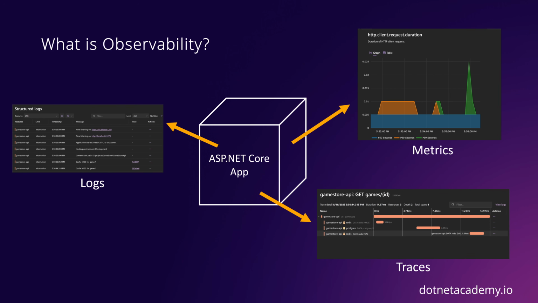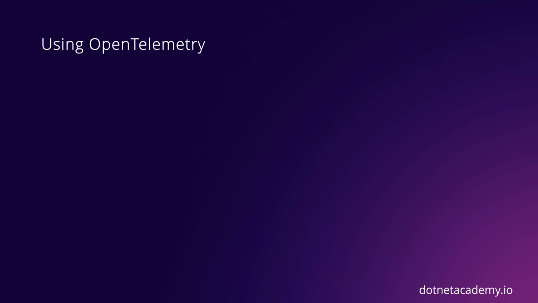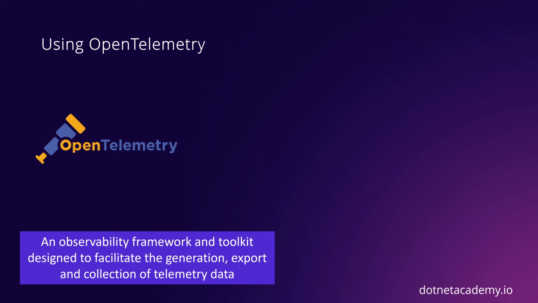These three elements are the pillars of observability, which is the ability to measure and understand the internal state of a system based solely on its external outputs. The best way to enable all the observability pillars for your applications is by using OpenTelemetry, which is an observability framework and toolkit designed to facilitate the generation, export, and collection of telemetry data.